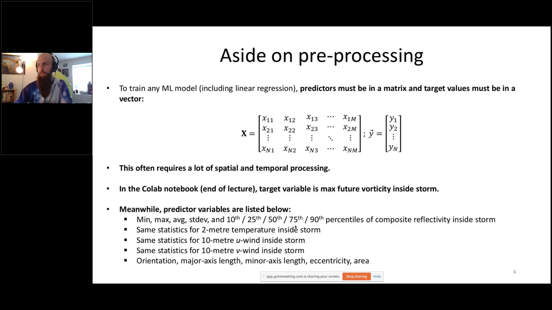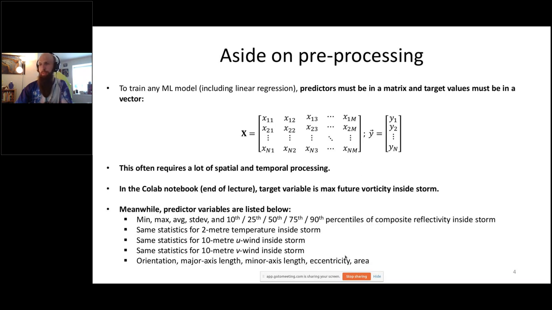So there's a whole bunch of spatial statistics based on the composite reflectivity inside the storm. For each storm, we have a polygon outline telling you which grid cells are inside the storm. And then we take a bunch of spatial statistics over those grid cells to create predictor variables. So the statistics are the minimum, maximum, average, standard deviation, and then five different percentiles. Those statistics are applied to all composite reflectivity values inside the storm, and then all 2 meter temperatures inside the storm, and then all 10 meter V winds inside the storm, and then all 10 meter U winds inside the storm. And then also we have some predictors that are based on the shape of the storm. So there's the storm's orientation, major and minor axis, its eccentricity, and its area.